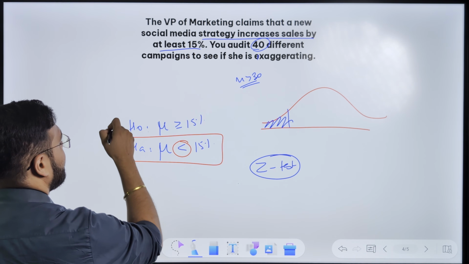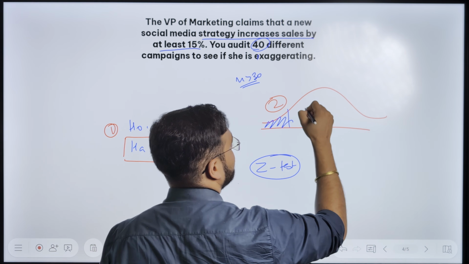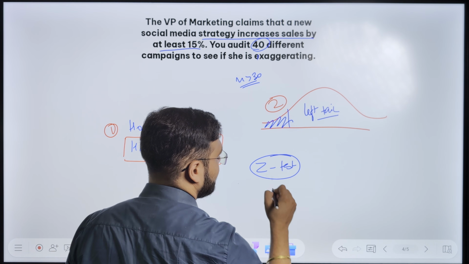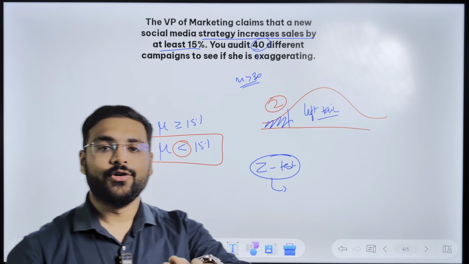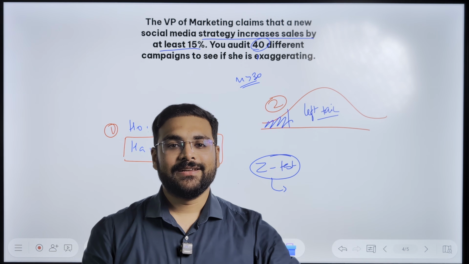So number one, my hypothesis statements. Number two, the tail test, it's my left tail test. And number three, that we are going to use a z test because n is greater than 30. I hope you were able to solve all the three scenarios properly without any problem.